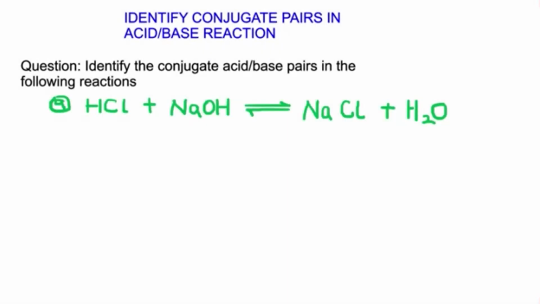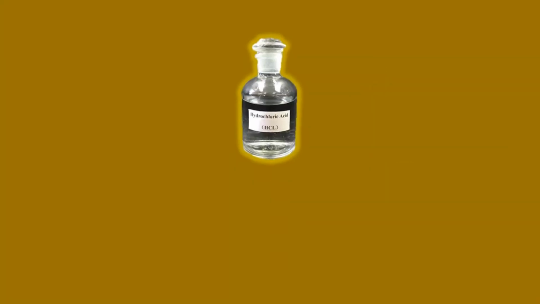Hello everyone, and in this video we're going to look at how to identify conjugate pairs in either an acid or a base reaction, which is known as a neutralization reaction. Now in this part, let's just talk a little bit about what acids are.